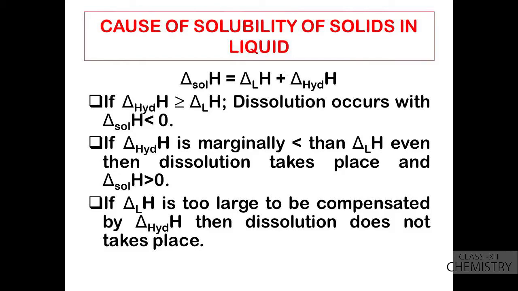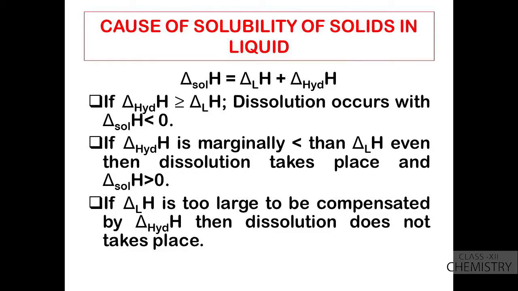There are three conditions responsible for the dissolution of a particular type of solute in the solvent. If the hydration enthalpy is greater than or equal to the lattice energy, dissolution occurs with delta sol H less than 0. The net enthalpy change is less than 0. The second condition is if the hydration enthalpy is marginally less than the lattice energy, then dissolution takes place and the total enthalpy change is greater than 0.